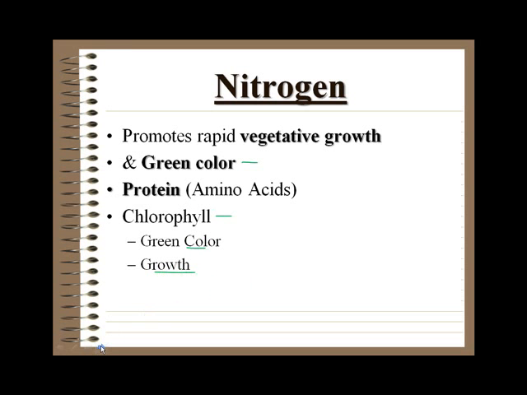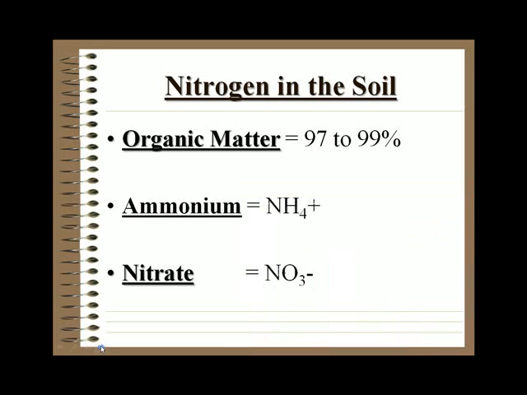If we're going to measure nitrogen in the soil, up to 99% of the nitrogen in the soil is immobilized. It's in organic matter. It's not available to the plant. So this 1% in the system that's ammonium, your NH4+, or nitrate, which is NO3-, is available to the plant, but that's a very small percentage of the total nitrogen that's in the system in the soil, and even a smaller percentage of the total nitrogen that's in the air and the soil.